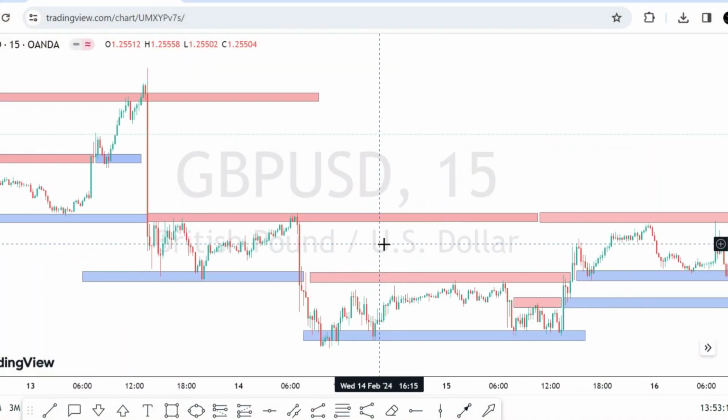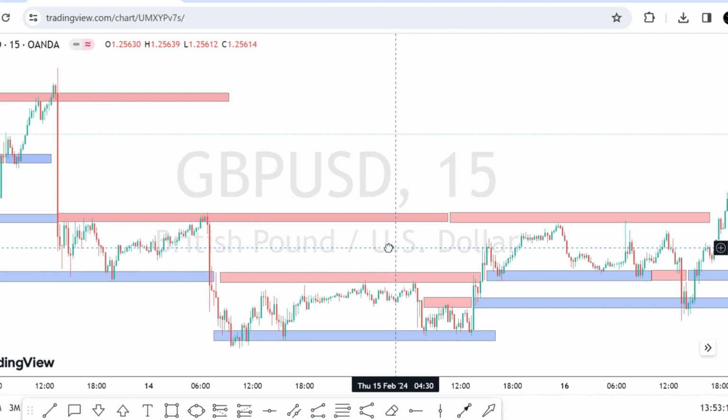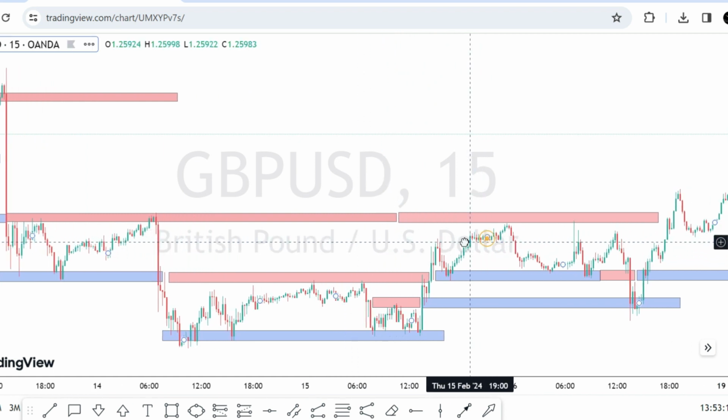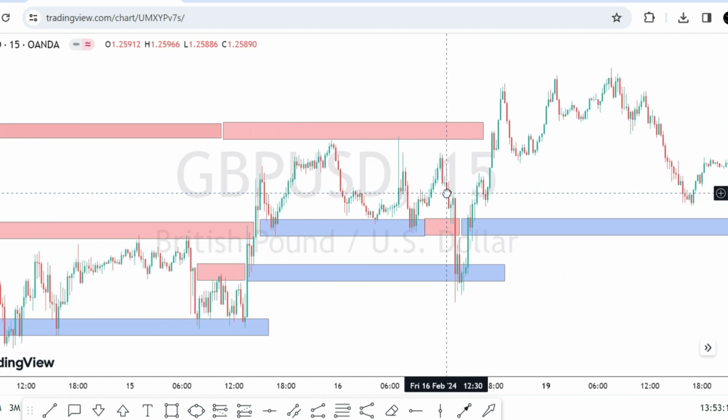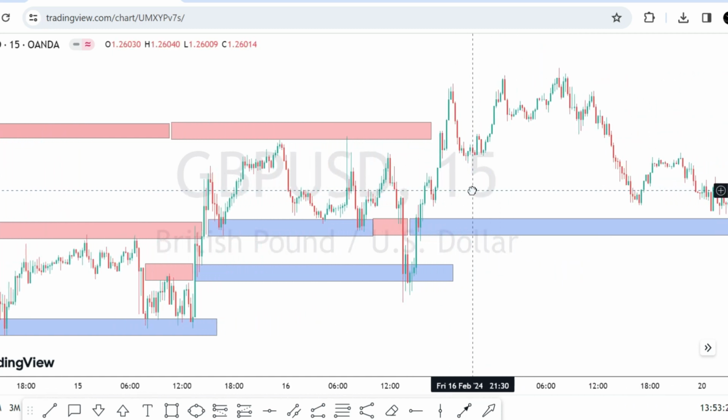Confirmation retest. After the initial breakout, traders wait for a retest of the broken level. This means that the price returns to test the previous resistance, which should now act as support in the case of a breakout to the upside, or the previous support now acting as resistance in the case of a breakout to the downside.